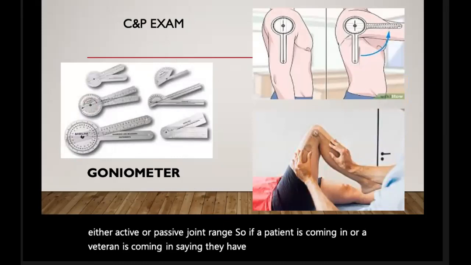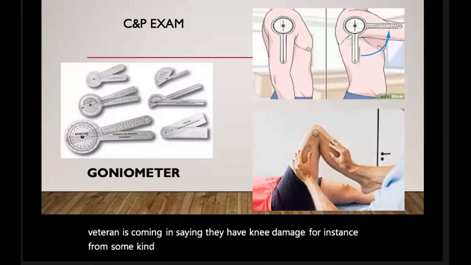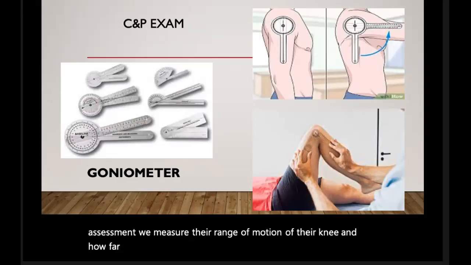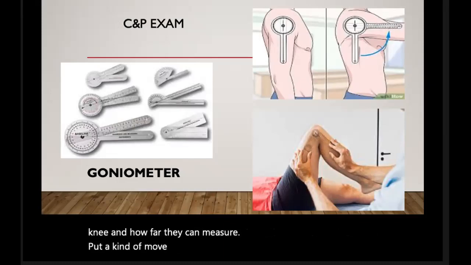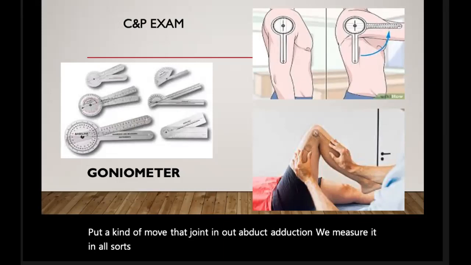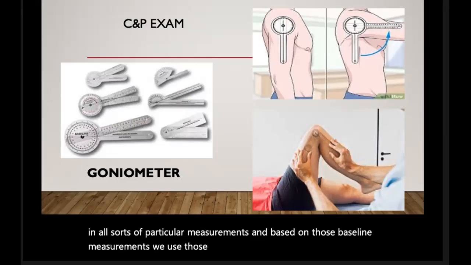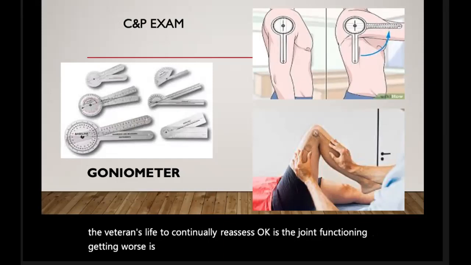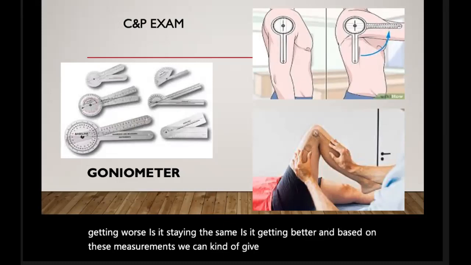So if a patient is coming in, or a veteran is coming in, saying they have knee damage, for instance, from some kind of injury during service, upon the first assessment we measure the range of motion of their knee and how far they can move that joint in, out, abduction, adduction; we measure it in all sorts of particular measurements. And based on those baseline measurements, we use them periodically throughout the veteran's life to continually reassess: is the joint functioning getting worse? Is it staying the same? Is it getting better?